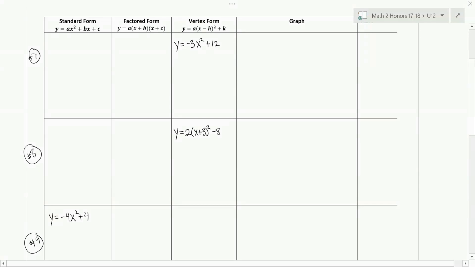So for homework number 7, number 8, number 9, 7 and 8, you have the vertex form given to you. And you need to find all the other pieces, and we'll go over one of those, 7 or 8, together, and I'll have you do the other one on your own. And then 9 is given in standard form.